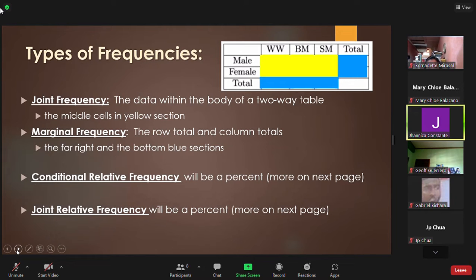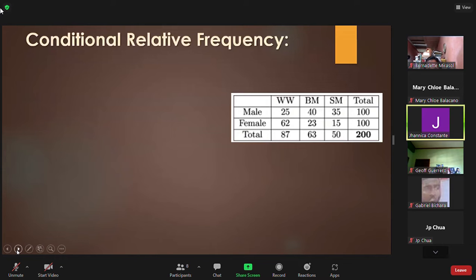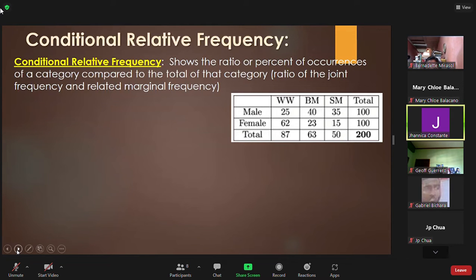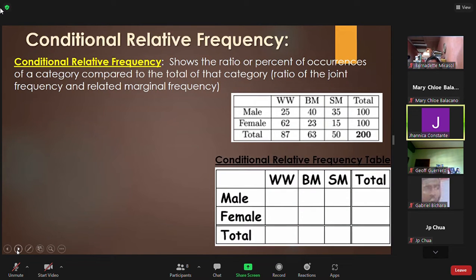So how do we solve for the conditional relative frequency and joint relative frequency? Let's start with the conditional. Conditional relative frequency shows the ratio or percent of occurrences of a category compared to the total of the category, the ratio of the joint frequency and the relative marginal frequency. So when we are solving for the conditional relative frequency, we're just going to divide the cell total by the row total.